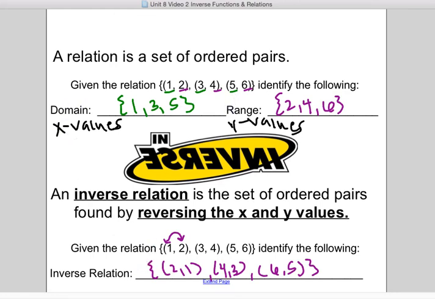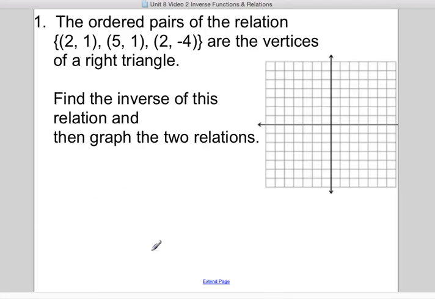Okay, so we have the ordered pairs of the relation (2, 1), (5, 1), and (2, -4). They're also the vertices of a right triangle. It says find the inverse of the relation and then graph the two relations.